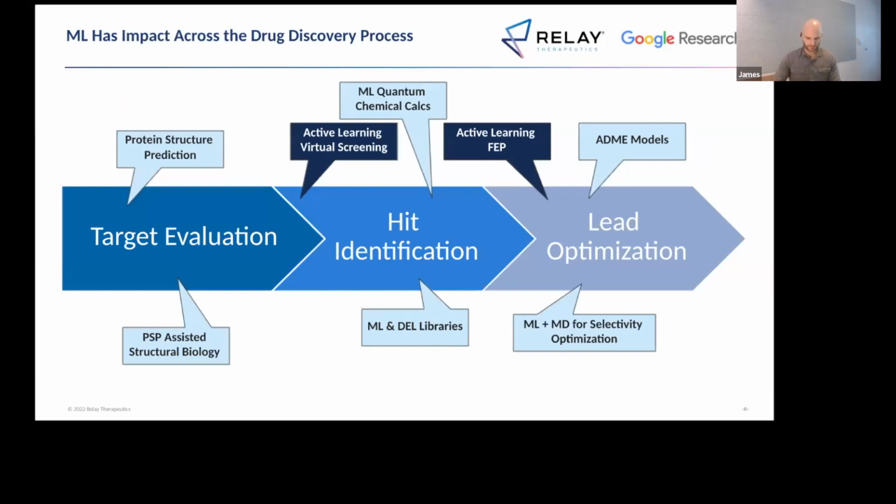So active learning tries to help mitigate this by reducing the number of molecules that you have to synthesize and test, while still being able to find or recover really good binders.